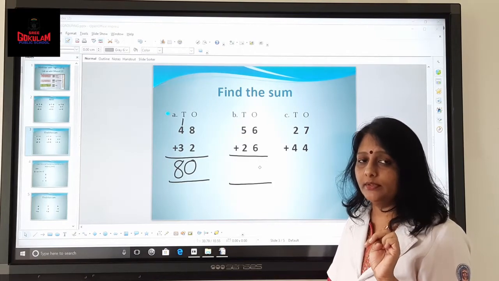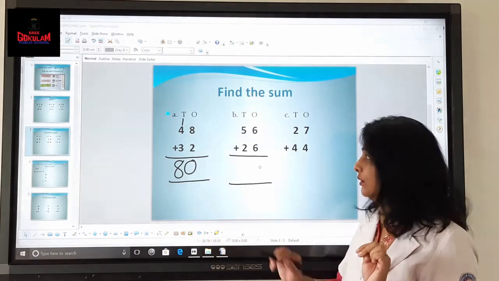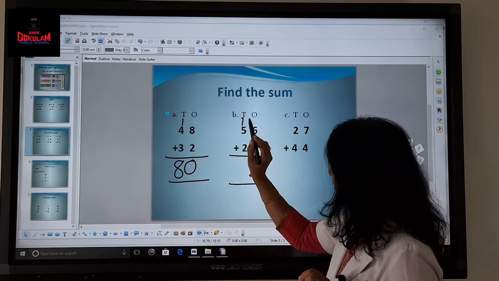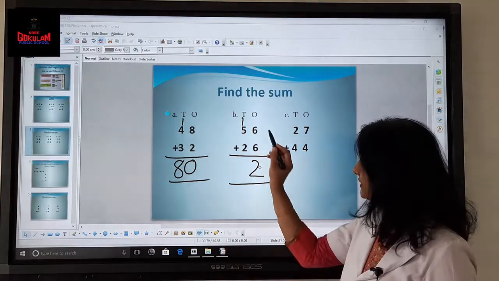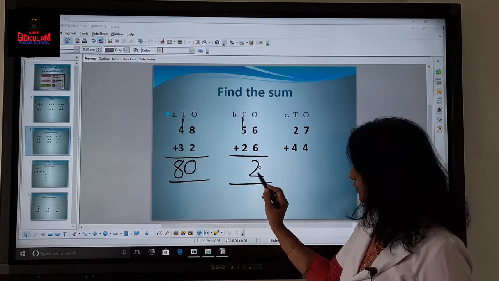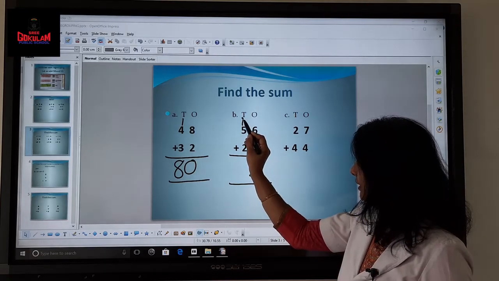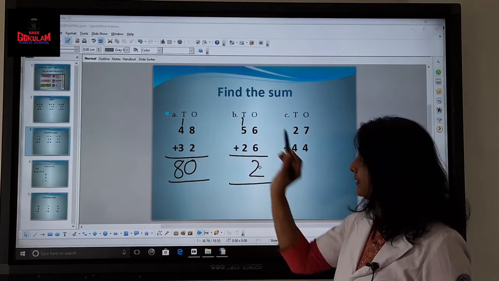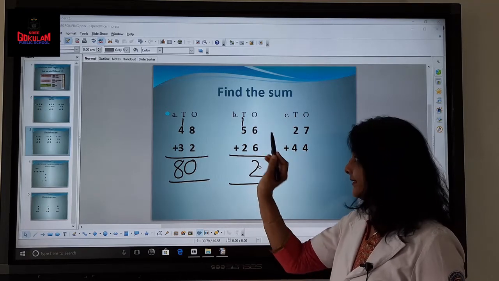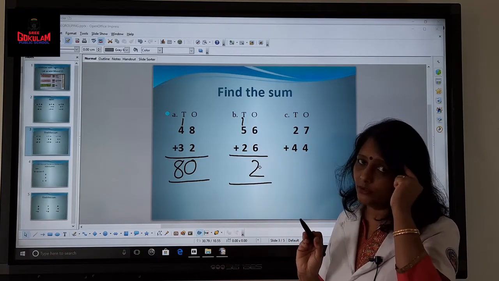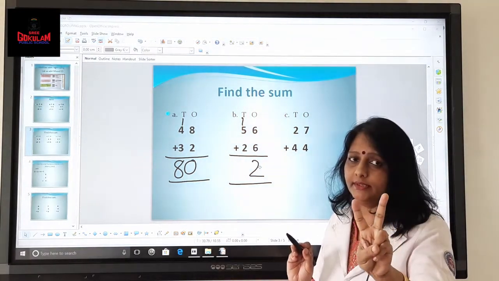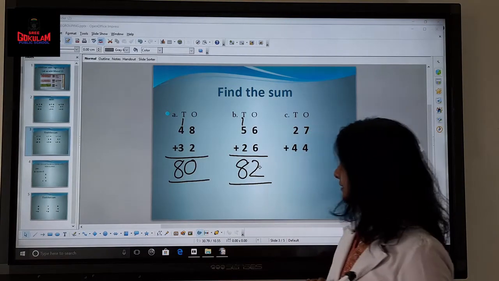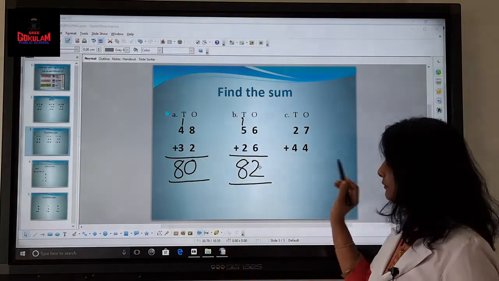In 12, which number is in ones place? 2. So, we will write 2 in the ones place and carry 1 to the tens place. 6 plus 6 is 12. We will write 2 here and carry 1 to the tens place. Now, 5 plus 1. What is 5 plus 1? 5 plus 1 is 6. 6 plus 2. 6 in your mind, 2 on your fingers. After 6, 7, 8. 6 plus 2 is 8. Yes, shall we move on to the next?